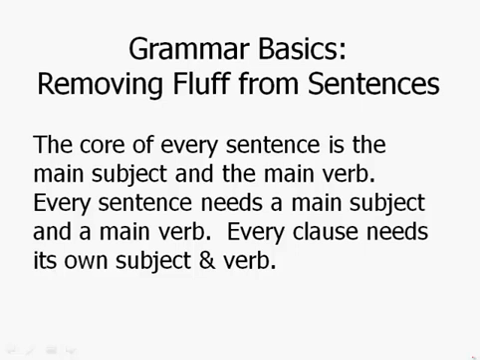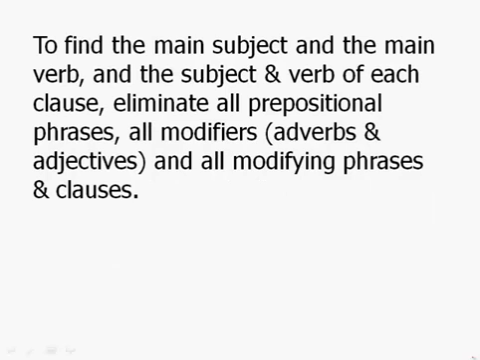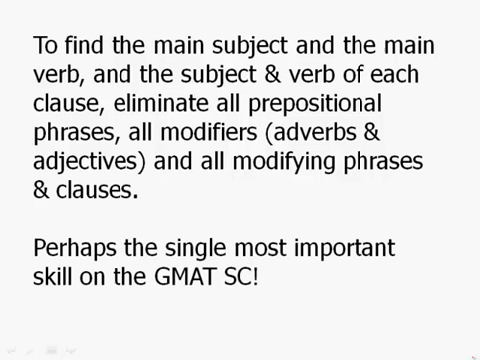So the question is, how do we find these? How do we identify these? To find the main subject and main verb, and the subject and verb of each clause, eliminate all the prepositional phrases, all the modifiers, adverbs, and adjectives, and all modifying phrases and clauses. And that will allow you to hone in on the core of each sentence and the core of each clause. This might be the single most important skill on the GMAT. In other words, if you're able to do this, you're able to see the fundamental structure of a sentence.